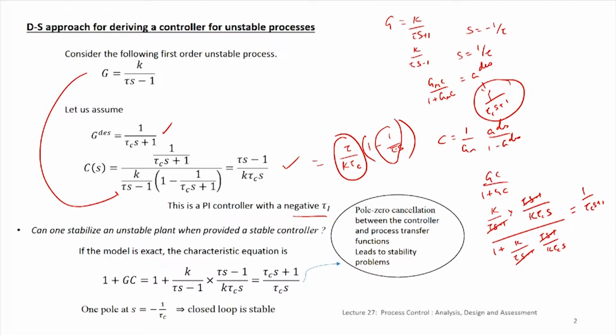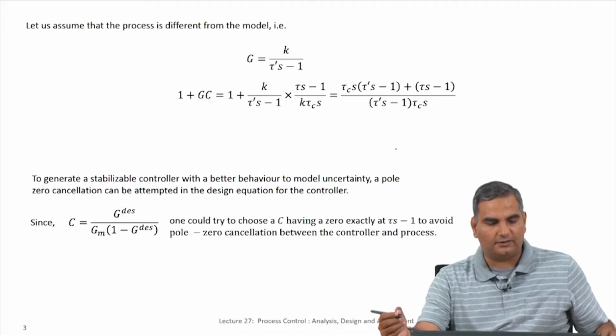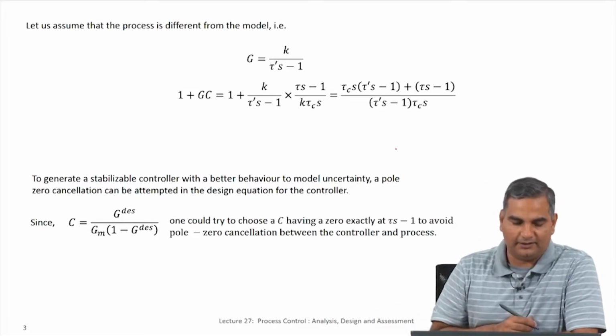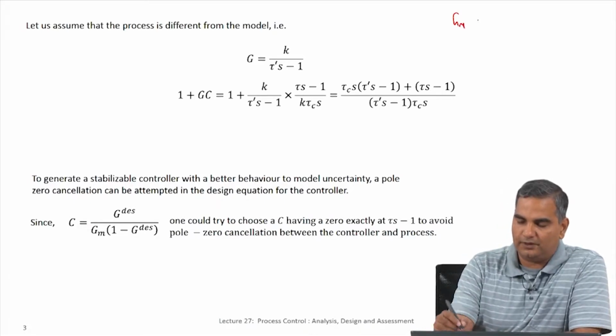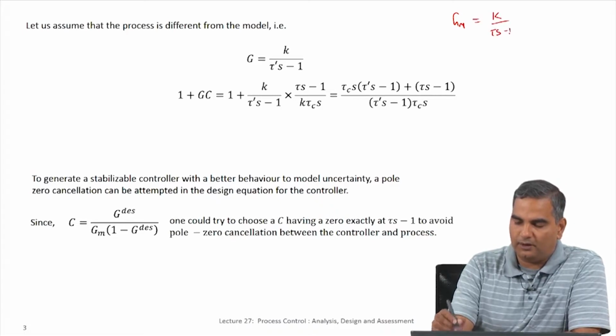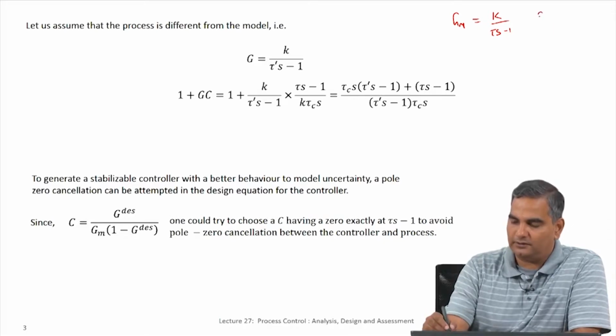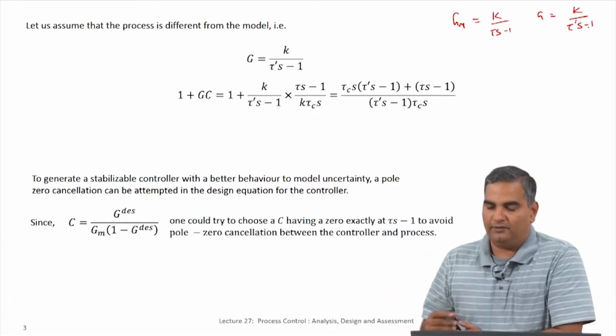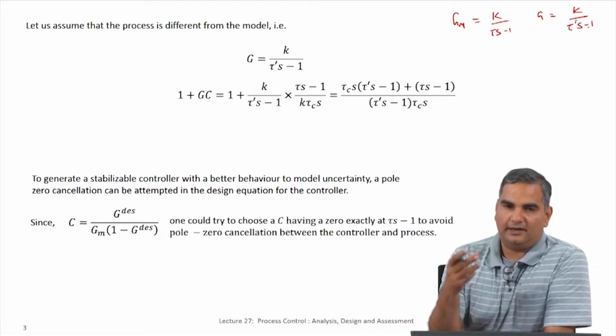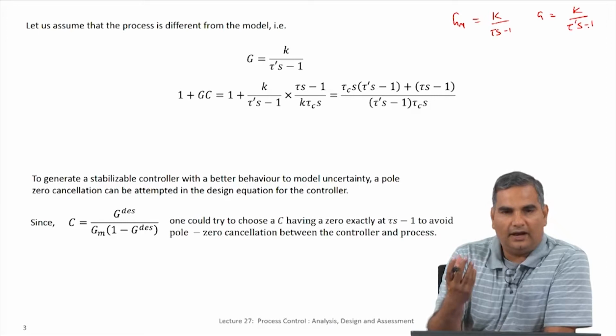So we want to see, because of this, whether there are any issues that come about when we do this controller design for unstable processes. Now, you will see something interesting. Let us assume for a moment that we designed a controller based on GM equal to K over tau S minus 1. Let us assume that the actual process G is slightly different from this, the K is the same, but I have a time constant which is slightly different from tau, which is tau prime. And remember, when we talked about this before, I said you can design a controller based on GM, and that is your notion of the process, and the closed loop behavior will be G desired if G is GM.